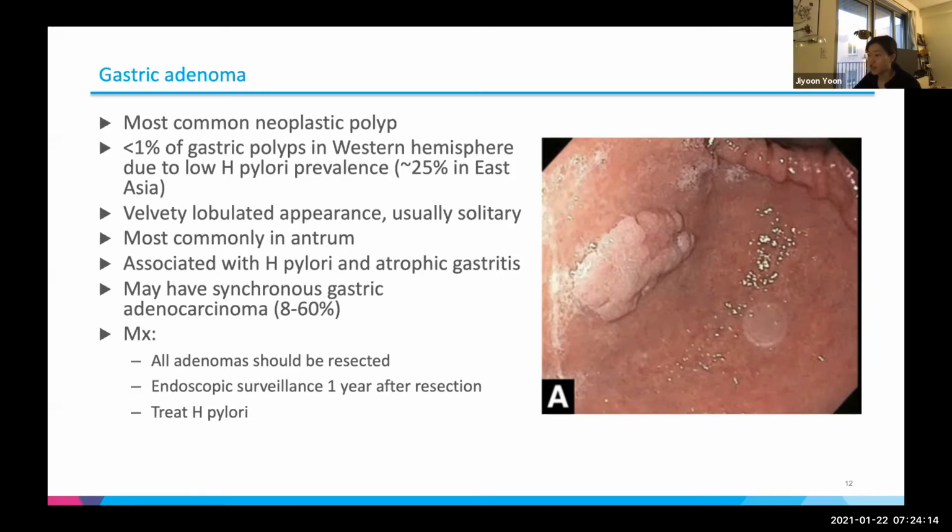The management recommendation is that all adenomas should be resected. Endoscopic surveillance should be 1 year after resection to look at the resection site and to look for any other new adenomas and to treat H. pylori.